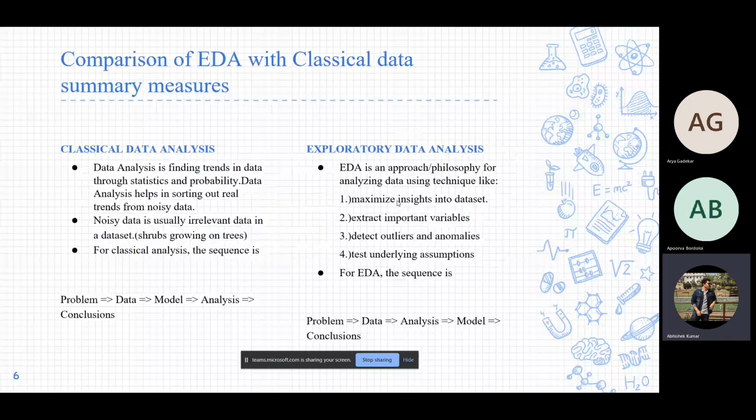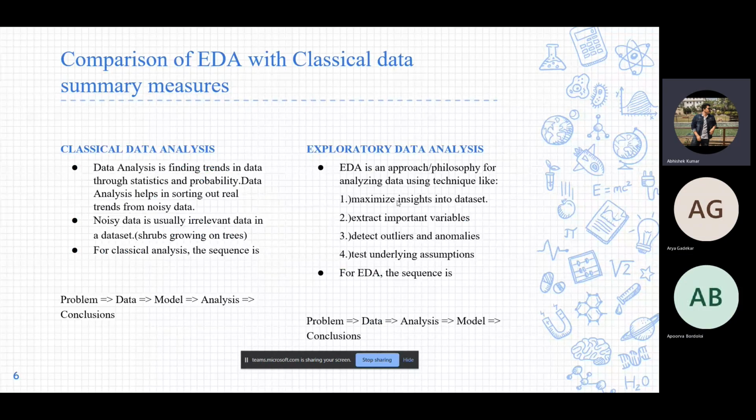Thank you, Arya. So, comparison of EDA with classical data summary measures. First of all, when it comes to comparison between classical data analysis and exploratory data analysis, the first thing we see is what data analysis means in terms of each of their respective measures. In classical data analysis, data analysis is finding trends in data, generally with statistics and probability and the data set that is required. It also helps in sorting out the real trends from noisy data. Here, noisy data refers to irrelevant data in a data set.